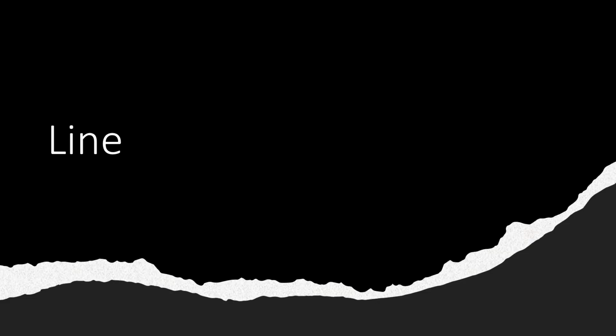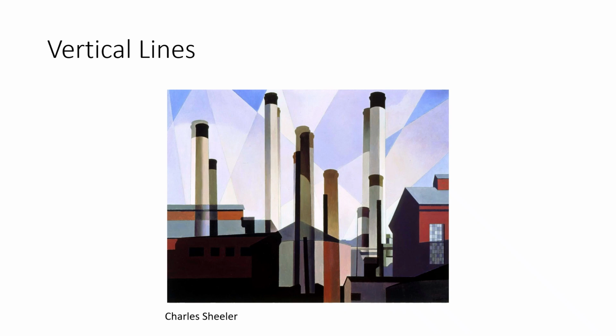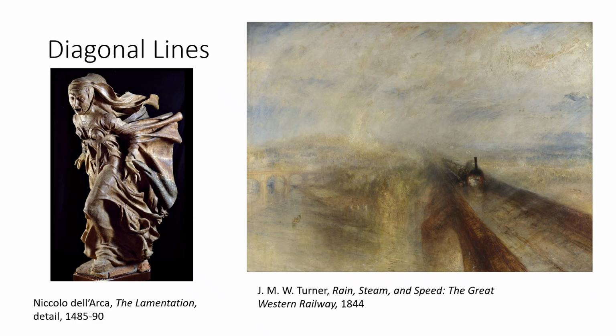Line is the path of a moving point, a mark made by a drawing tool or brush. Lines are often used expressively. Curving lines may feel graceful, as in the drawing by Picasso on the left, while zigzag lines might feel energetic, as in the Keith Haring drawing on the right, or they might evoke anger in another piece. Vertical lines often suggest uplift and strength. Horizontal lines create a sense of stability. Diagonal lines create a feeling of movement.